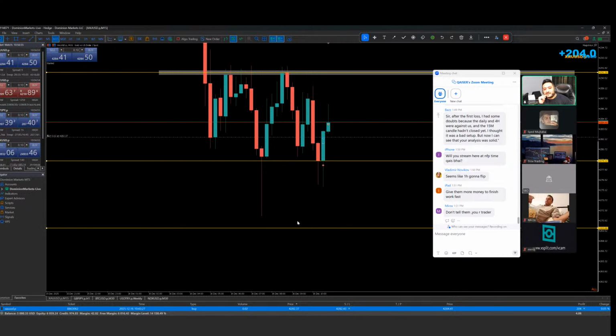So 3 minutes left for this candle to close, and the previous candle still does not have an upper wick, and I wanted to see how this candle is going to close.